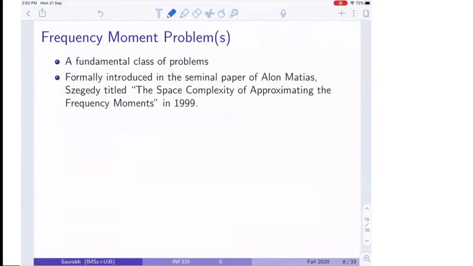So this is a fundamental class of problems, and it was formally introduced in the seminal paper of Alon, Matias, and Szegedy, titled "The Space Complexity of Approximating the Frequency Moments" in 1999. And as I said in my first streaming lecture, this is a paper which can be thought of as something which started this whole area of streaming algorithms.